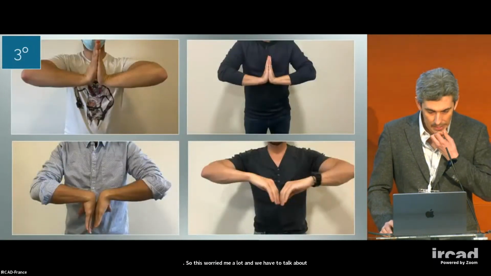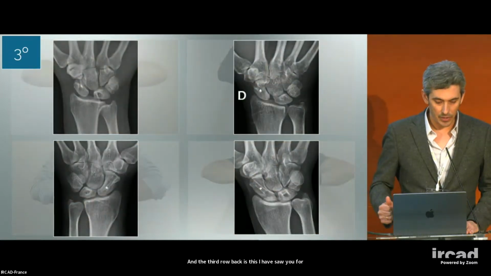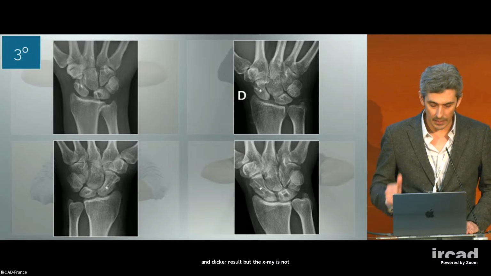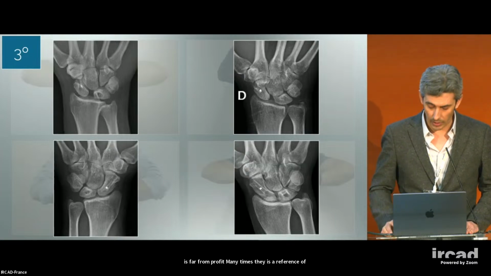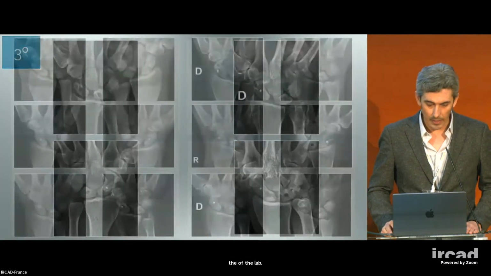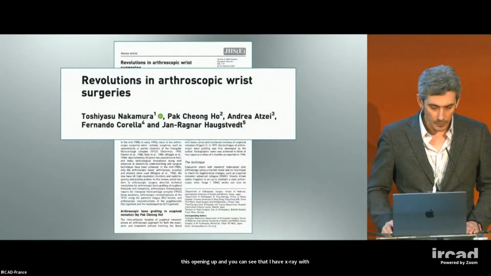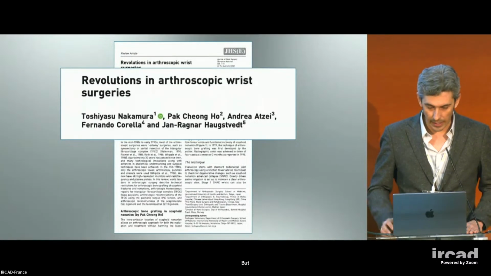And the third drawback is this: I have shown you 4 excellent clinical results, but the X-ray is not always perfect. It's far from perfect. Many times there is a recurrence of the gap. The two on the top that were clinically really well have this open gap, and you can see that I have X-rays with open and with closed gap. But as I told you, even if there is a recurrence, clinically they do well.